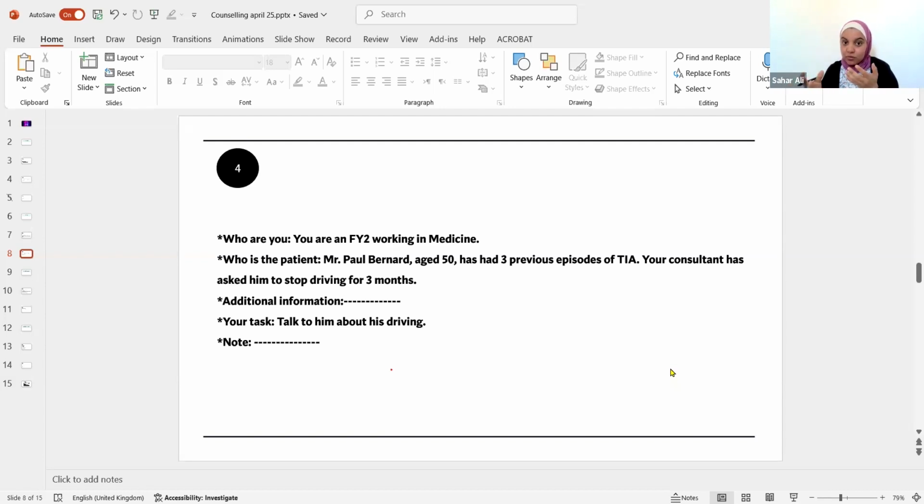If we think about talking about driving and asking about the previous symptoms, which one takes the upper hand? Of course, driving is more important. Driving. This is your task. Talk to him about driving. All right, so the task is talking to him about driving.